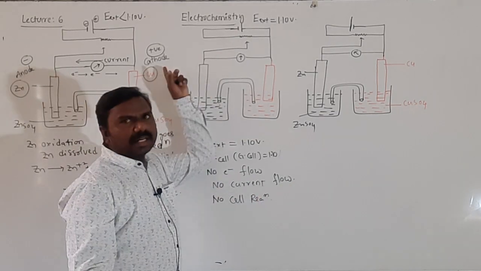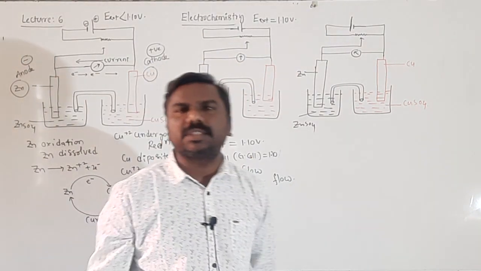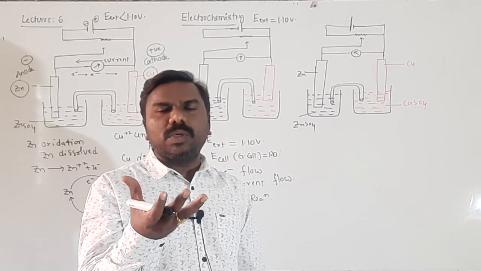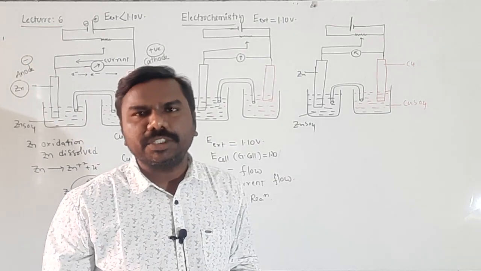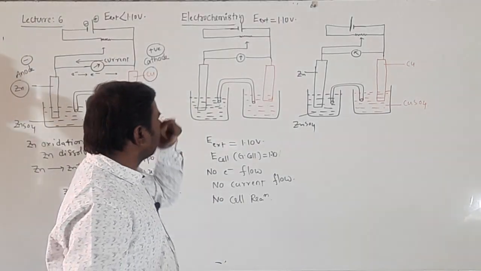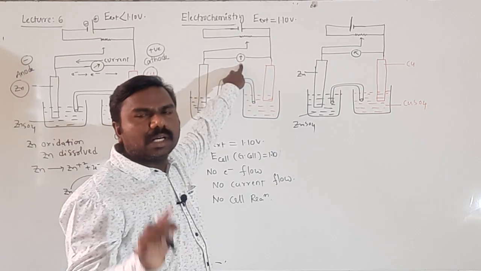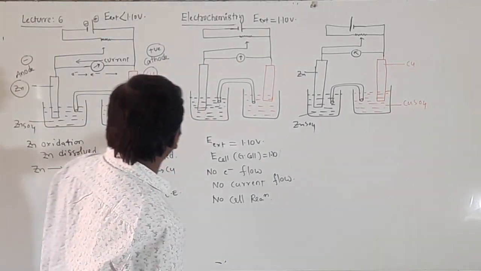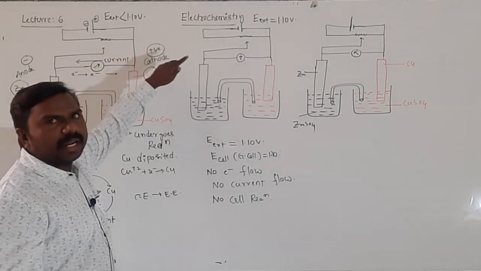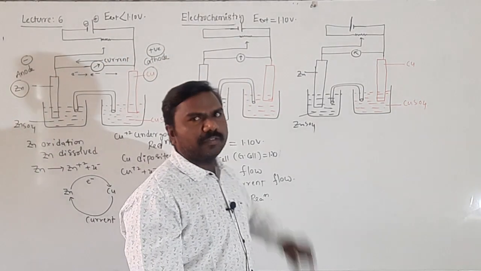That's why I didn't mark cathode and anode. Nothing is possible because the produced voltage is equal to the applied voltage in the opposing direction. That's why the reading shows 0. Here there is no flow of electrons.